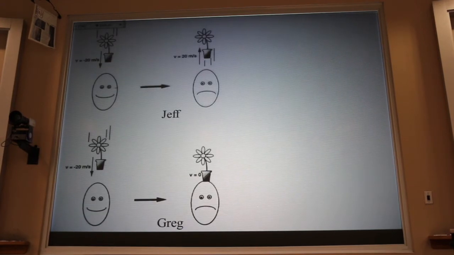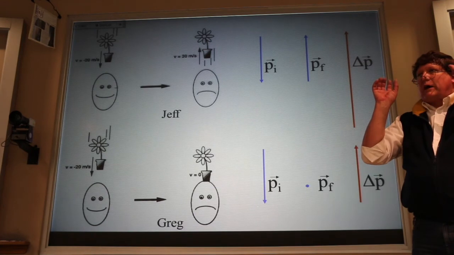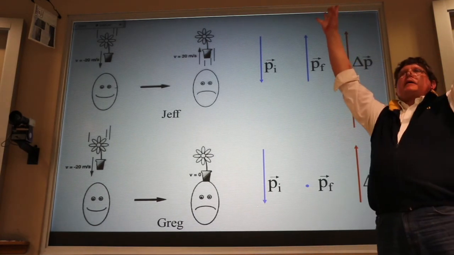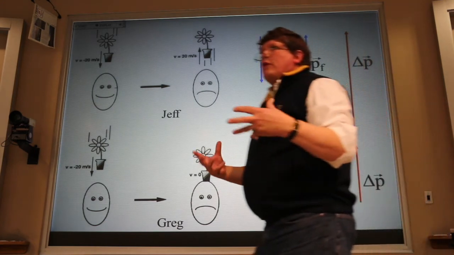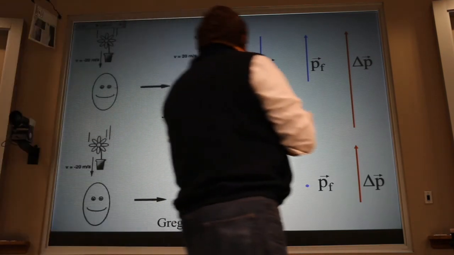Now if we go back to my example, in the case of Jeff, that flower pot bounces. And that means the change in momentum is twice the magnitude of the initial momentum. If I look at the case of Greg, it stops. And that means the change in momentum is the same magnitude as the initial momentum. Jeff's head not only has to stop the flower pot, it has to stop it and throw it back up in the air. That is a much greater force required if the time is the same. And if Jeff is putting a much greater force on the pot, the pot is putting a much greater force on Jeff.